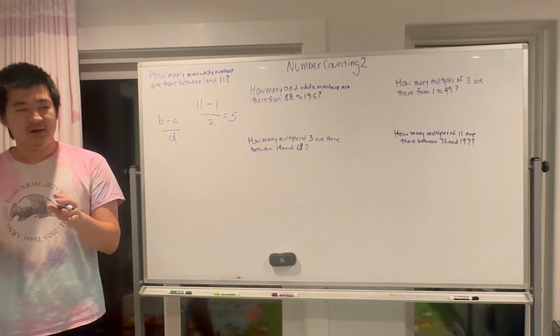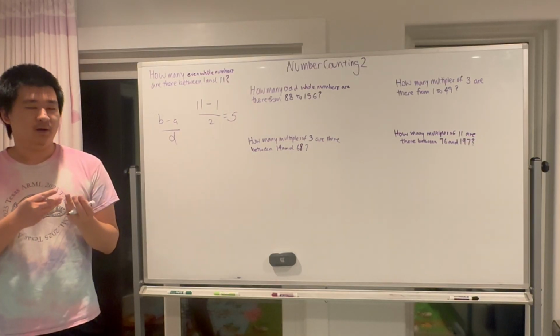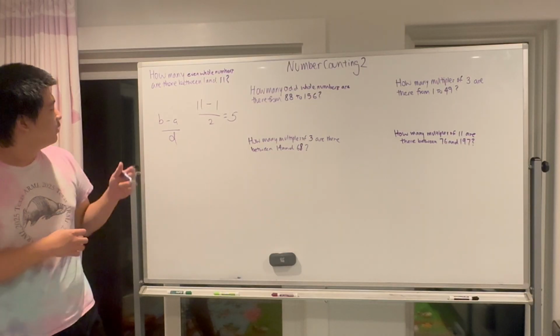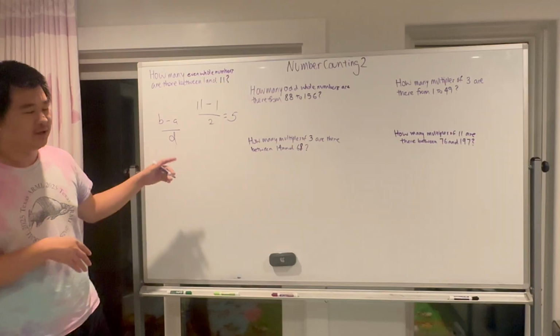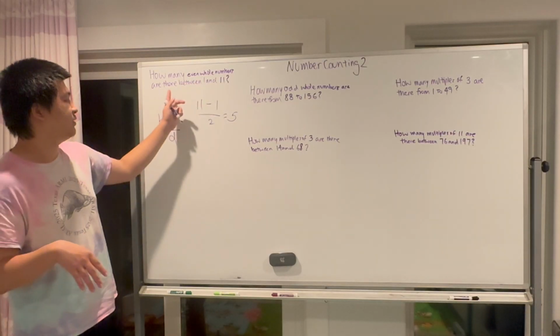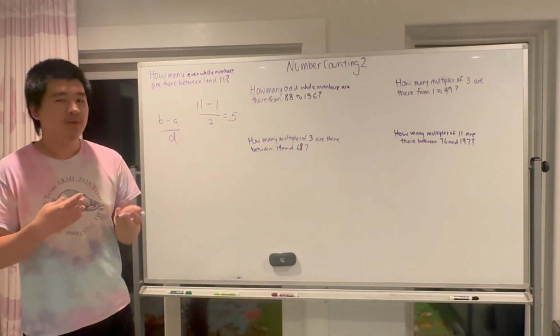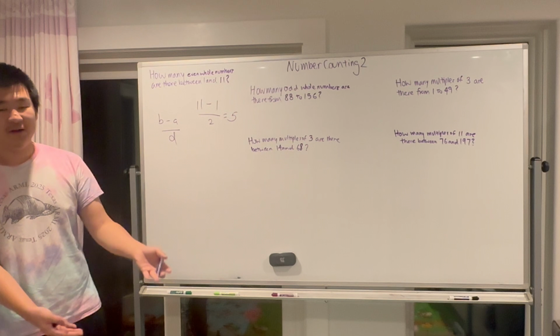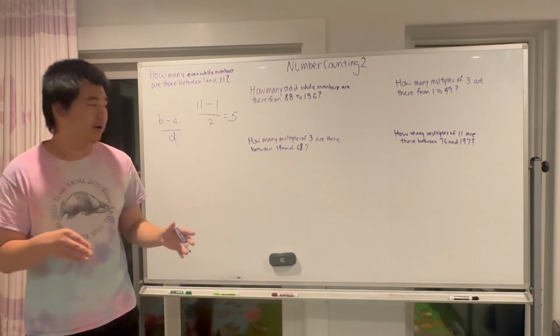But wait a second. This formula might also provide some complications, right? For example, what if (b minus a) over d isn't a whole number? What if the question said, how many even whole numbers are there between 1 and 12? Well, then we would have 11 over 2, which is 5.5, and we're not going to have 5.5 numbers. So clearly that is absurd.